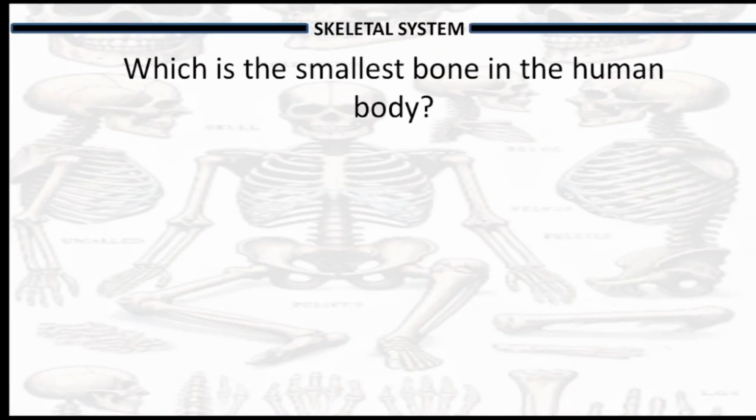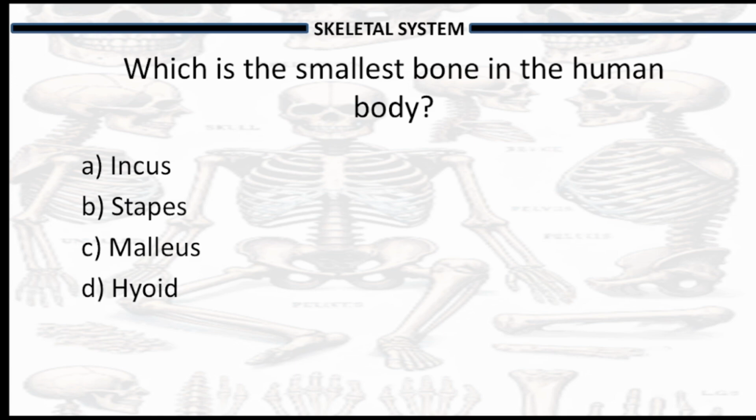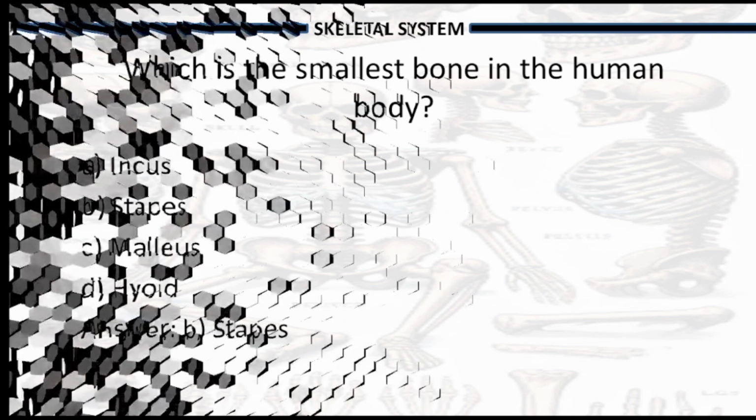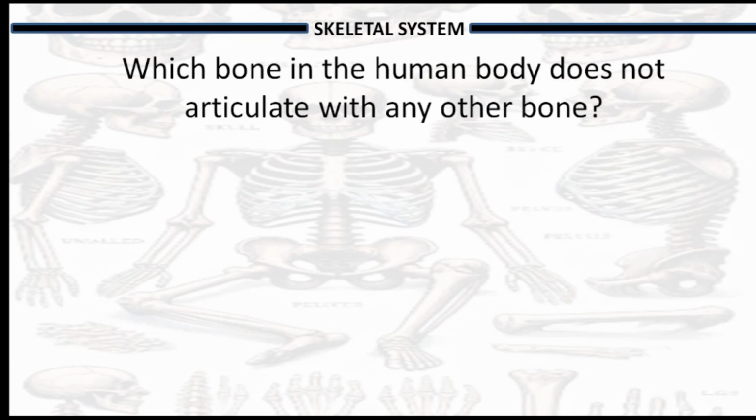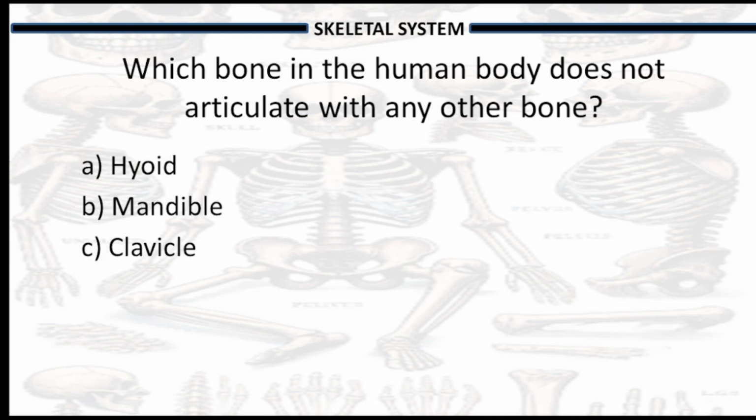Which is the smallest bone in the human body? The smallest bone in the human body is stapes, situated near ear. Which bone in the human body does not articulate with any other bone? Answer is hyoid. Hyoid bone does not articulate with any other bone.